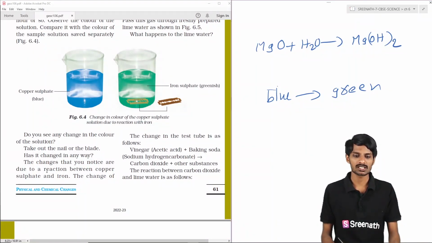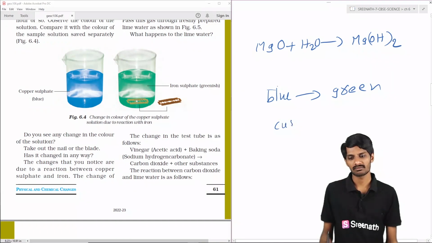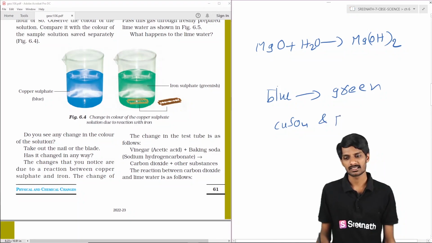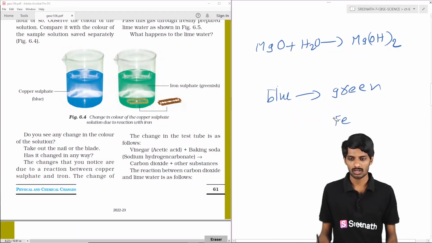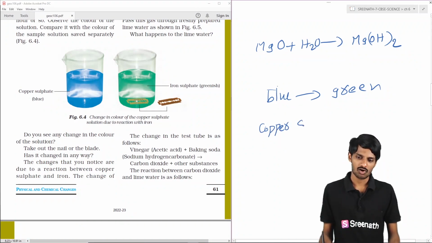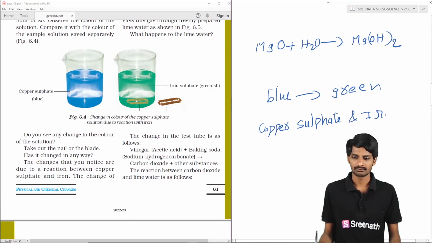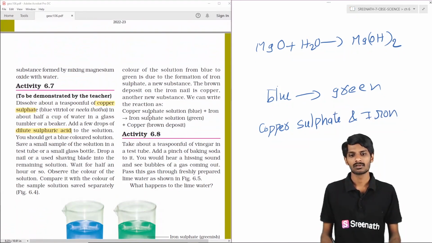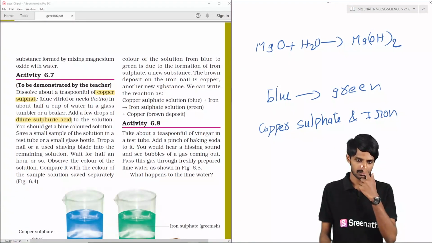The changes that you notice are due to the reaction between copper sulfate and iron. So here the change we are observing, the change in color, is due to the reaction of copper sulfate and iron. It is due to copper sulfate, CuSO4, its chemical formula, students, and iron, that is Fe. So you don't know all these names, so that's why I am just writing the normal names, copper sulfate and iron. Okay, students, that is the thing.